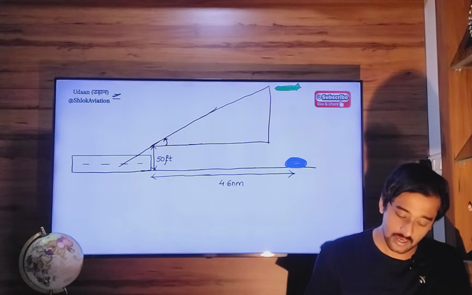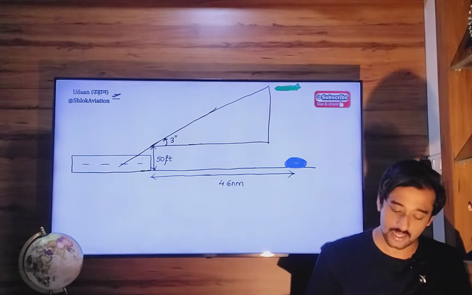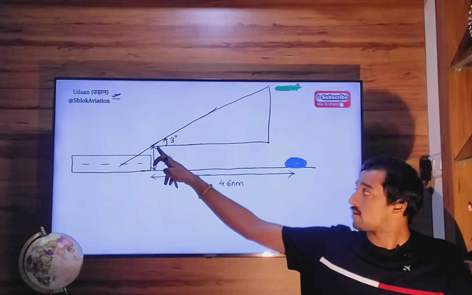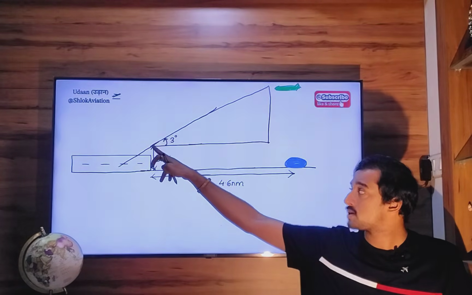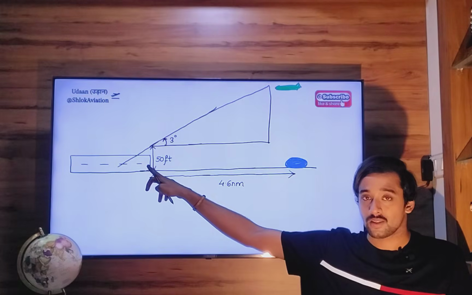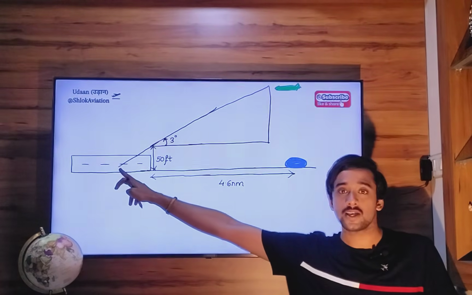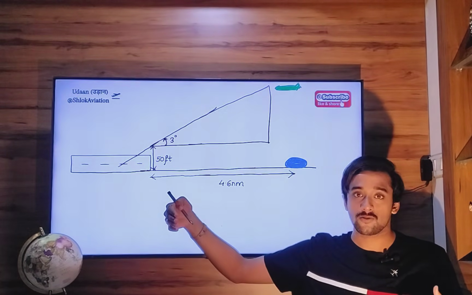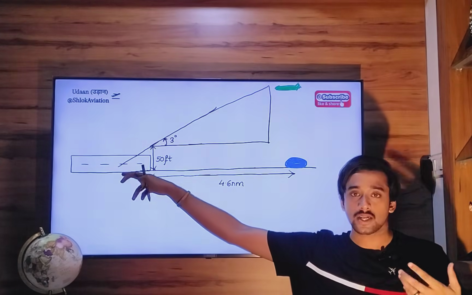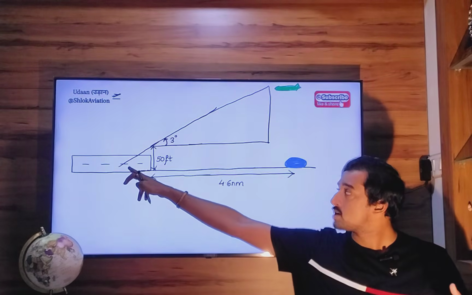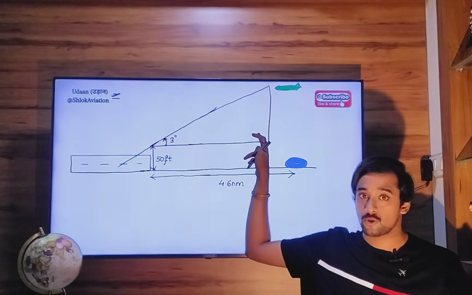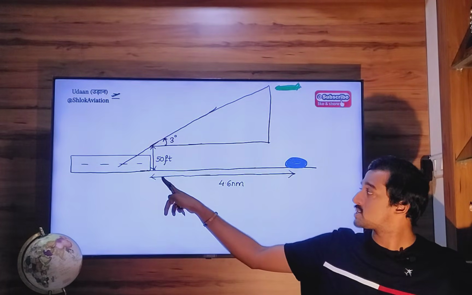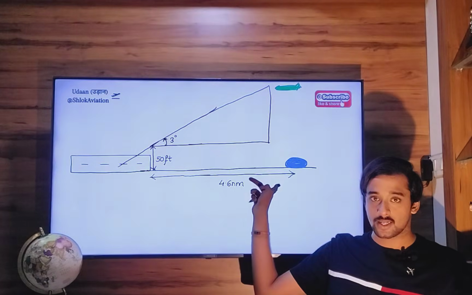This is the 3 degree glide slope with respect to this side of the triangle, because this glide slope doesn't end at the threshold. It ends somewhere further ahead of the threshold, so maybe at the touchdown zone or aiming point. So the 3 degree will be with respect to this imaginary line in the atmosphere. Okay, the distance is 4.6, that is fixed.